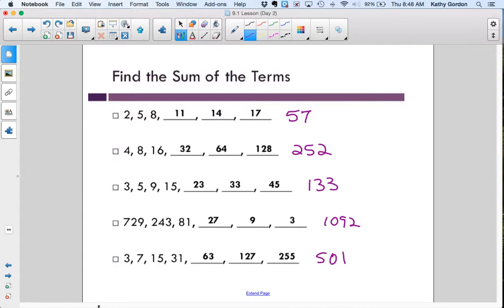This is sometimes called the sum of a finite series. This can also be called partial sums.